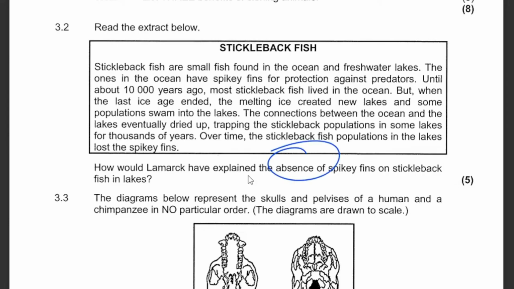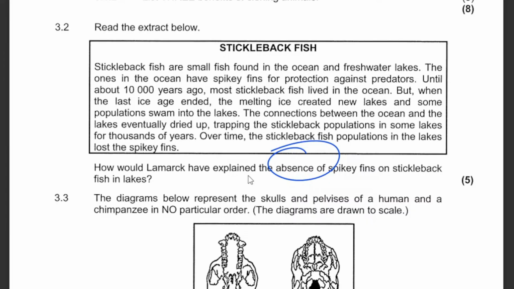How did they become with absence? Remember, Lamarck uses the law of use and disuse and the inheritance of acquired characteristics. So what are they saying? You need to explain based on Lamarck.